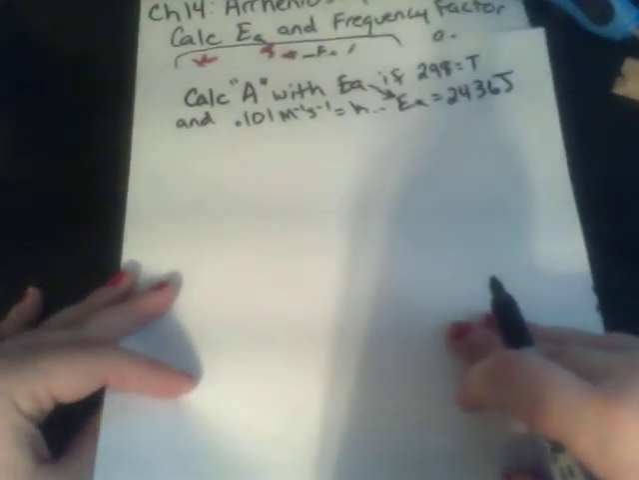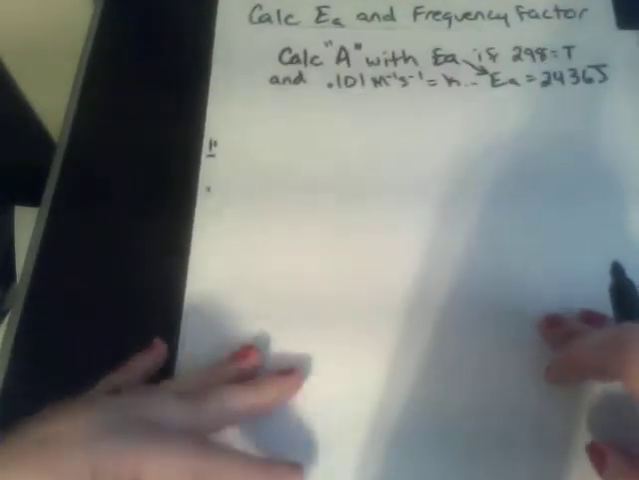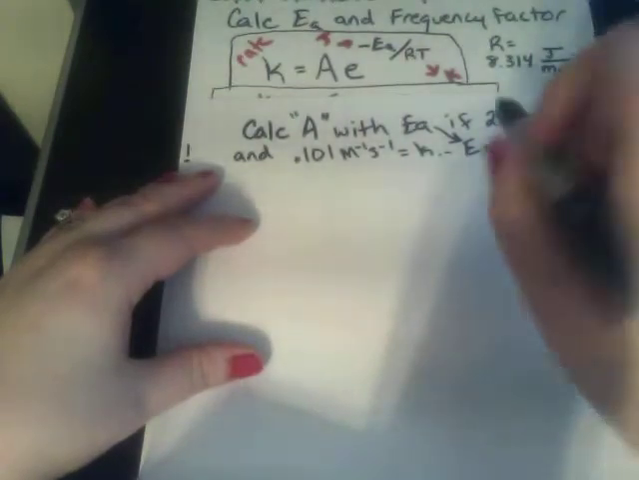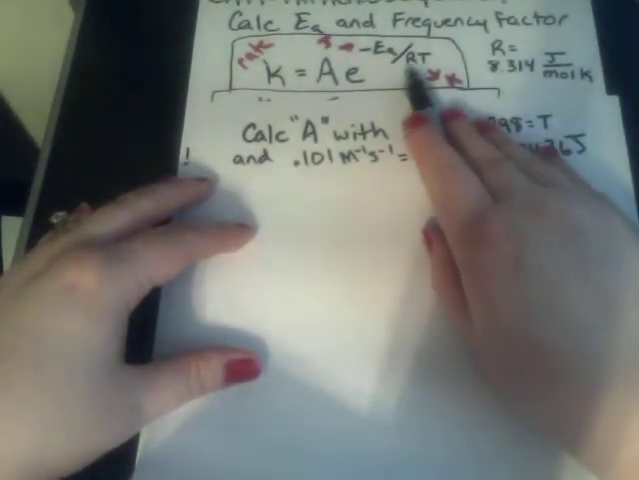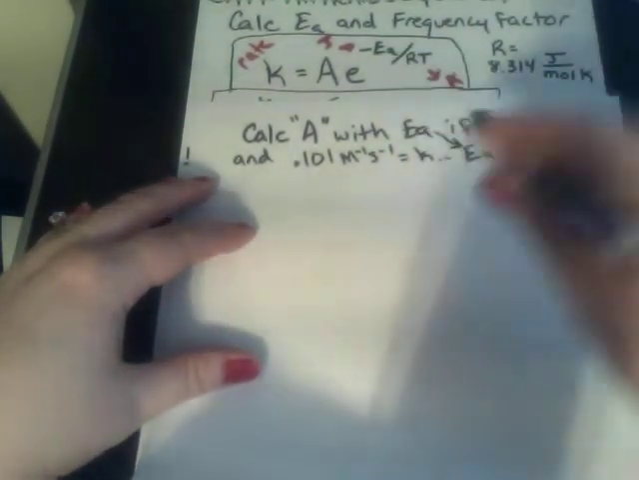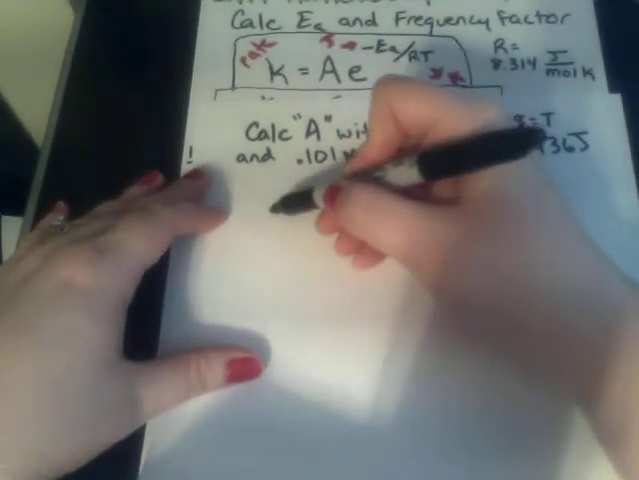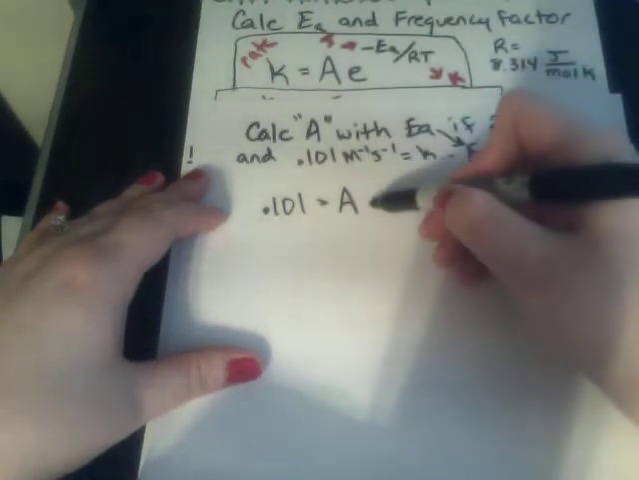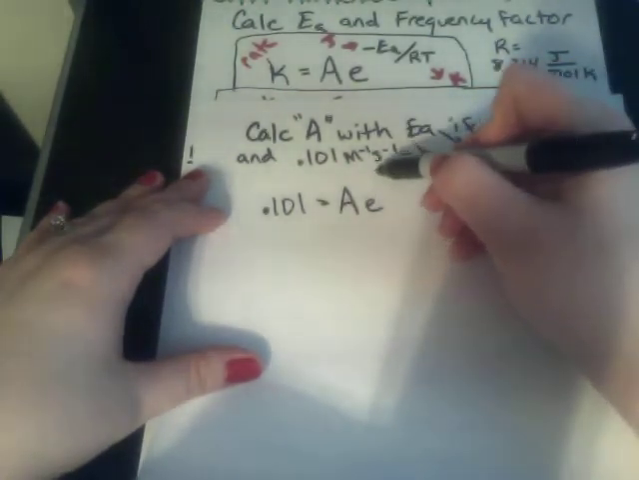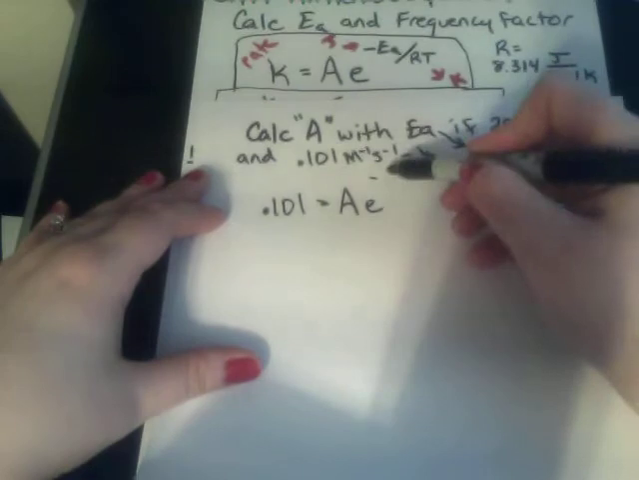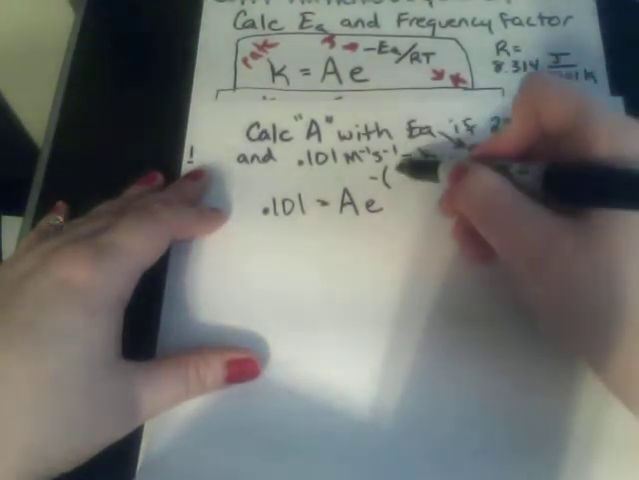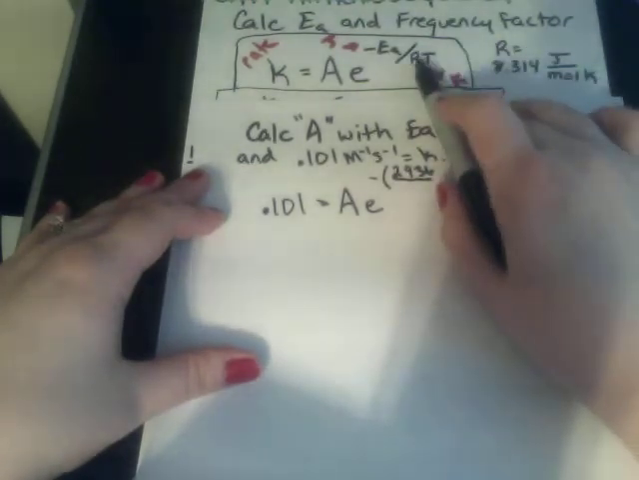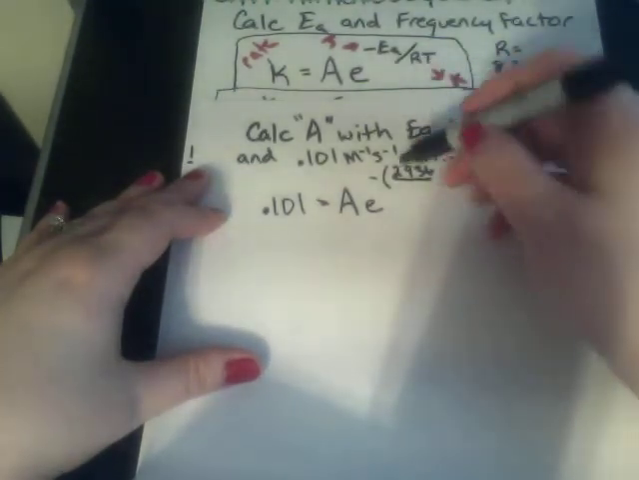So we can now just plug into this equation. Why did I put it back in joules? Because my R is in joules. So the E sub A has to be in joules. So the answer for this one would be 0.101 equals my unknown A, and then E to the power of negative, and then this will all be a fraction, right? 2436 divided by 8.314 times 298.